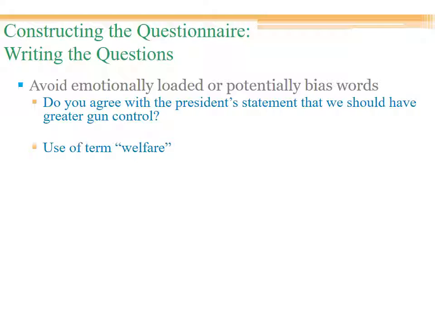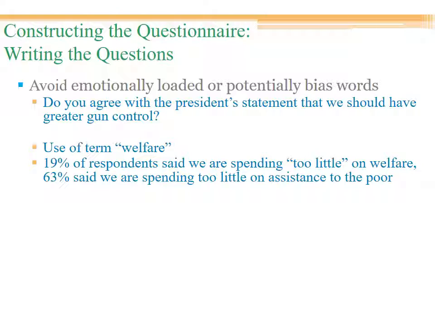In a survey, 2 questions asked respondents to report whether or not they thought we were spending enough money on welfare. However, in one question, it was called welfare, while in another question, it was called assistance to the poor. Look at how people responded depending on the words used. When welfare was used, 19% said that we were spending too little. When the question only said too little assistance to the poor, 63% agreed. So this is an incredible example to really show you how you need to be careful with your word choices.